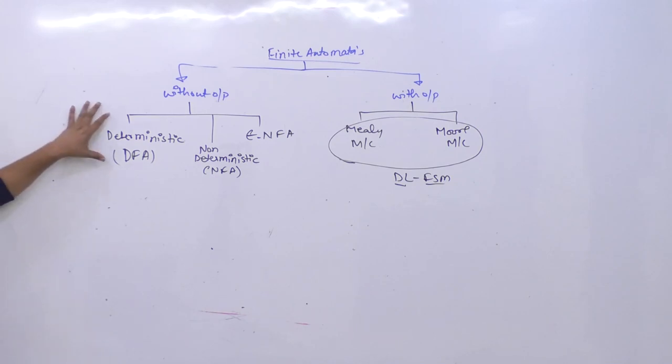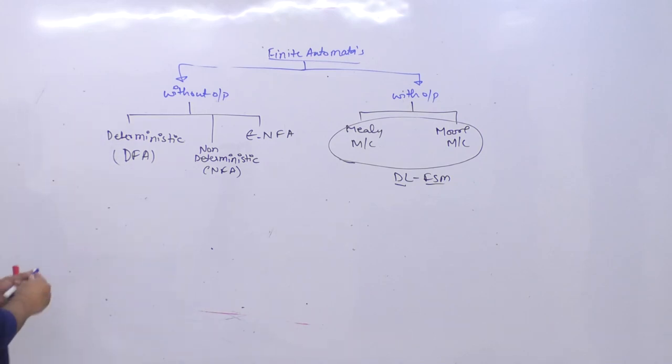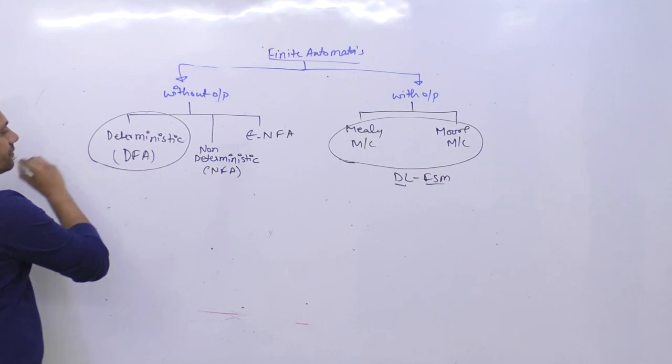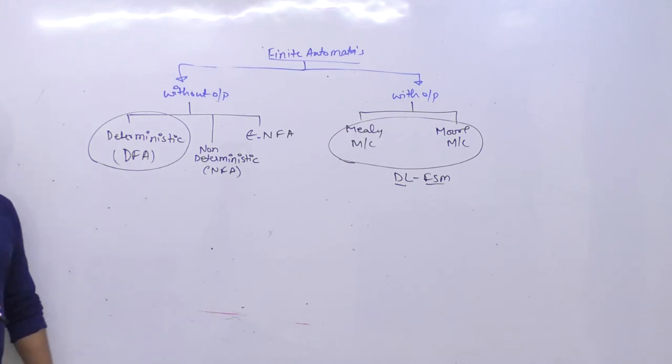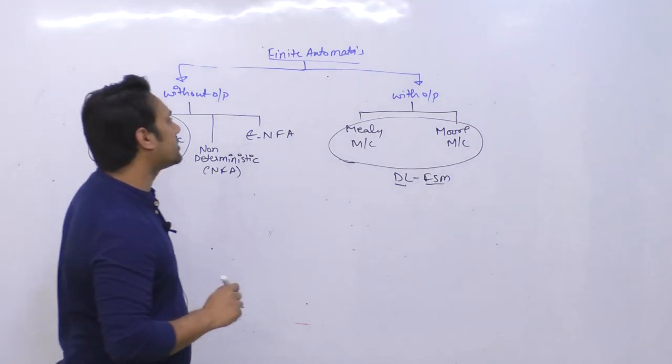Now the first topic here is deterministic finite automata. But before that, let us try to understand the difference between all of them, and the difference will be in terms of their definitions. So in the definitions, we will try to understand the differences here.